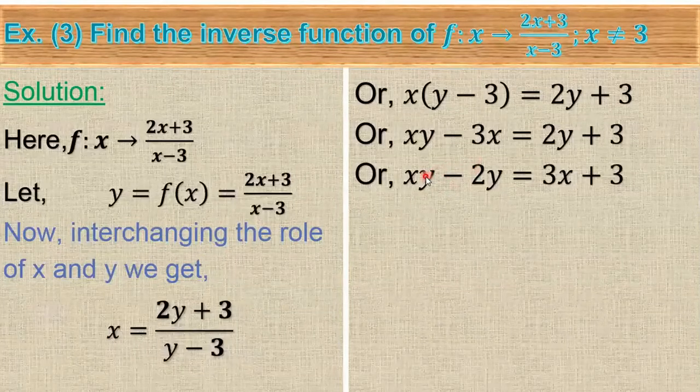Okay, so xy minus this 2y, here we have, and 3x plus 3. This minus 3x goes to the right hand side, and will be plus 3x.